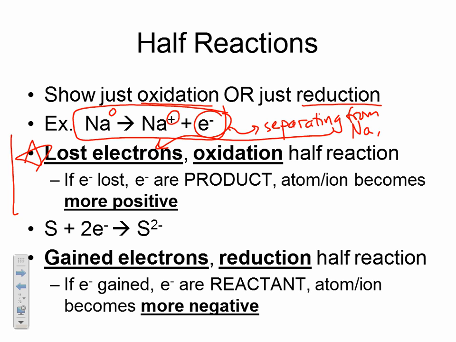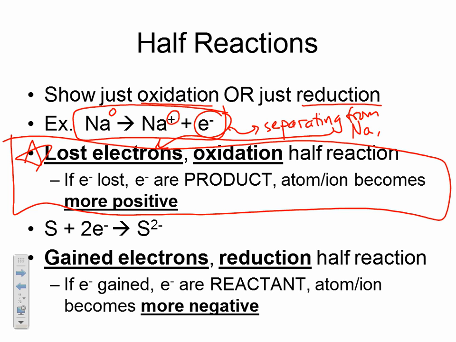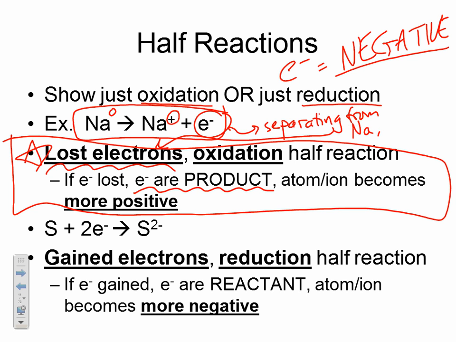Now, in an oxidation half reaction, because you are losing electrons, your electrons will always be products. They're always going to be separated from the original thing. And because you're losing a negative charge, again, electrons are negative. That's a huge thing to remember in this unit. If you're confused in this unit, it's probably because you're having trouble with remembering that, because that's a really core idea here. If you lose a negative charge, your atom or your ion will become more positive. So in oxidation, you become more positive.